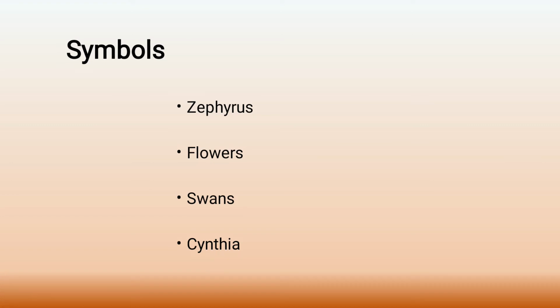These are the three famous themes. There are many themes within the poem, but these are the main important themes that we can pick up from the poem. And let's see the symbols. These are the four famous symbols that we see in the poem in a single reading.